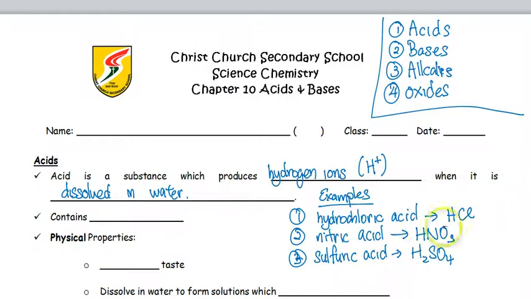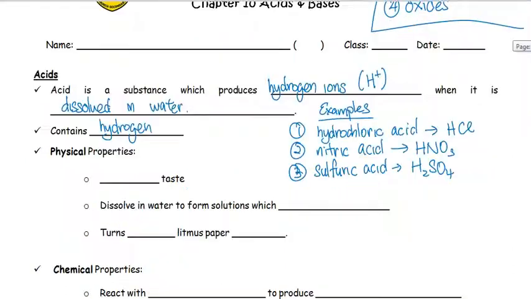Now when you look at these three acids here, what is the common thing that they all have? What do they contain? They contain hydrogen. So acids will contain hydrogen. That's something that you can be sure of. Now, this is the basics of your acids. I'll let the physical properties be filmed into the next video.